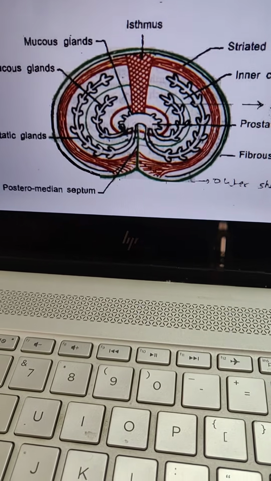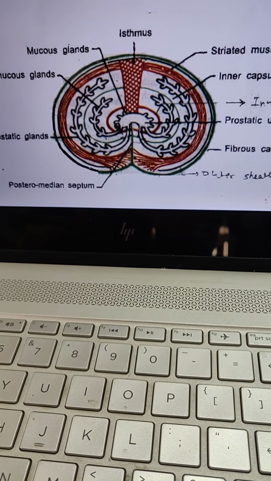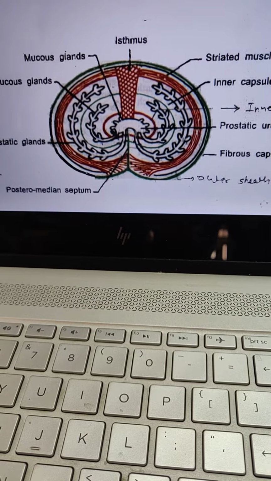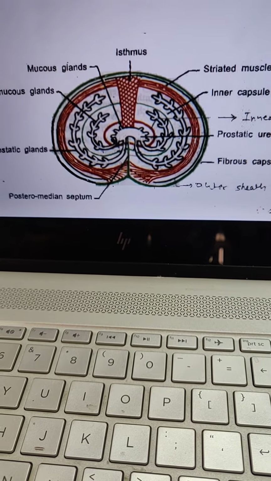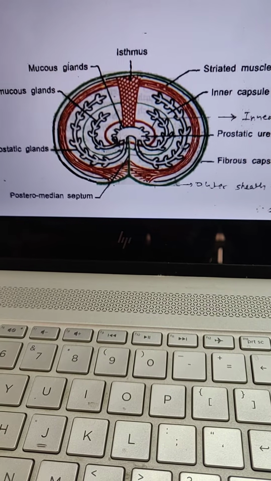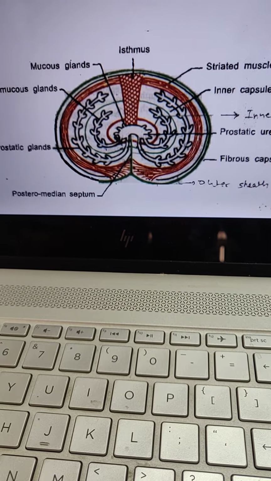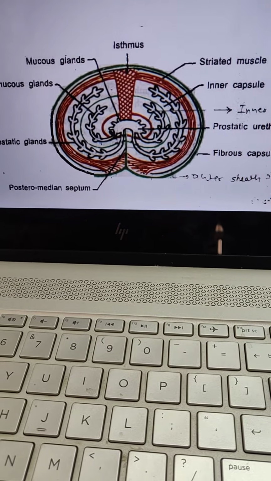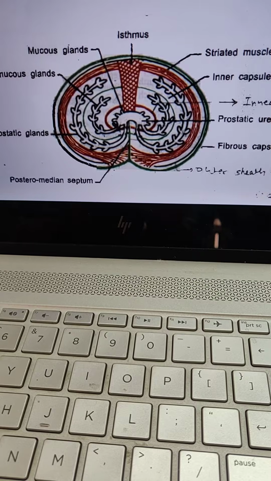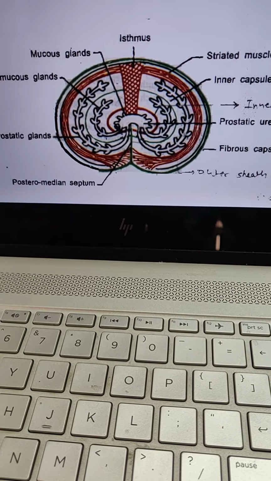This gland system is mainly developed after puberty and during old age, the mucous infolding of the follicle disappears, and the follicle contains a starch-like material. It is called the corpora amylacea, which is seen in old age. In old age it gradually disappears.